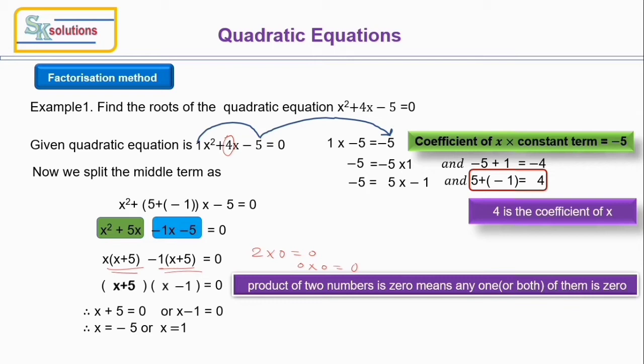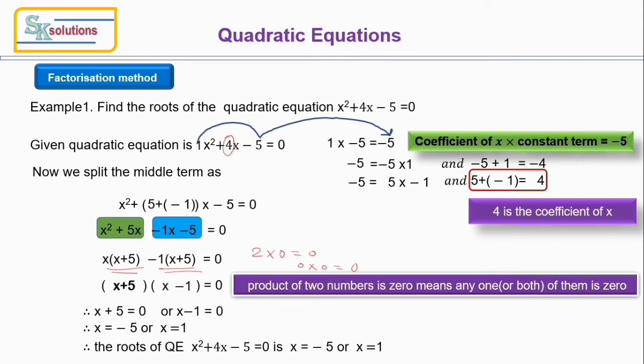So what is the solution of this equation? The roots of the equation. So the roots of the equation are x is equal to minus 5 and x is equal to 1. So this is the factorization of quadratic equations and finding the roots.